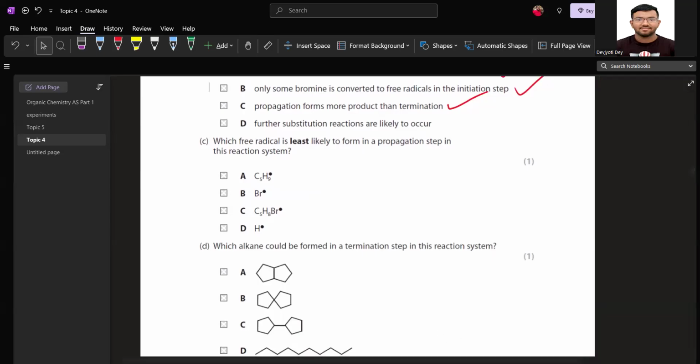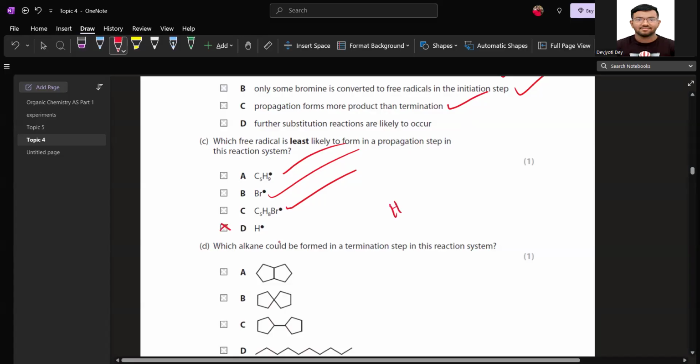Which free radical is least likely to form in a propagation step in this reaction system? Okay, first of all, look, this is possible, and this is also possible, and this is also possible. We all know that, but we will never see hydrogen going through a propagation step because hydrogen will never have an unpaired electron. All right, you do understand what I'm trying to say?